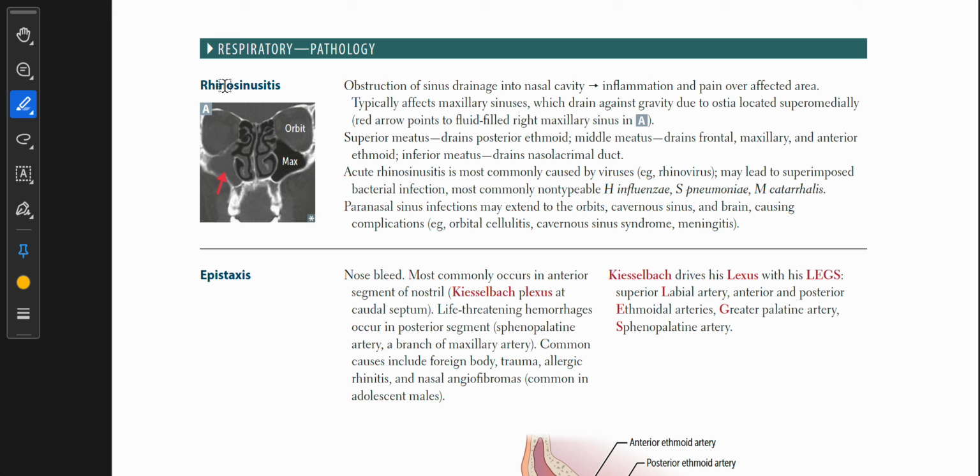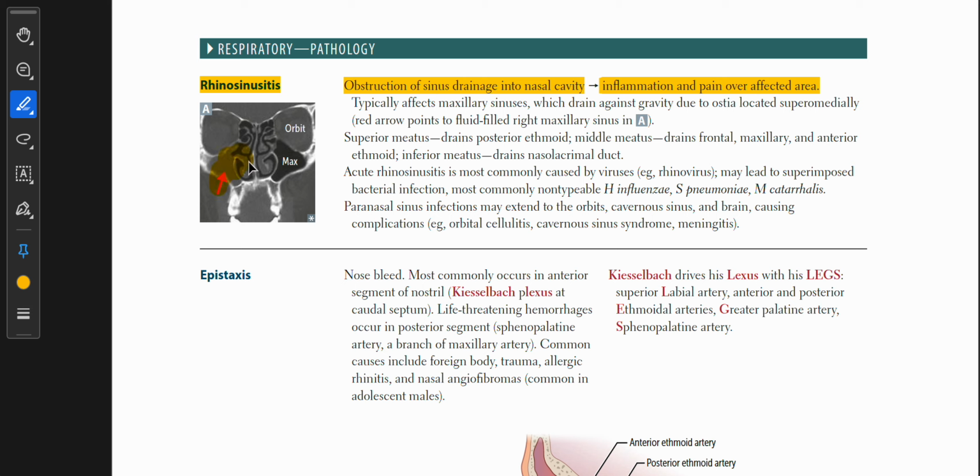So we begin with rhinosinusitis. What is rhinosinusitis? It is an obstruction of sinus drainage into the nasal cavity, and it causes inflammation and pain over the affected area. It typically affects the maxillary sinuses, which drain against gravity due to ostia located superomedially. The red arrow points to the fluid-filled right maxillary sinus right here.